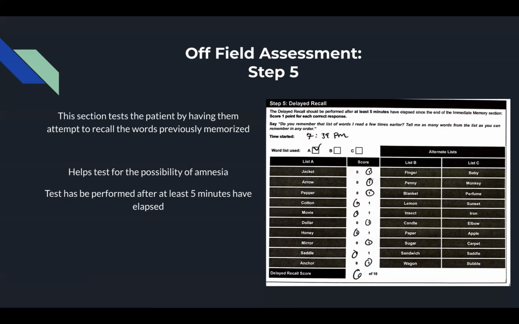You will look at the patient and you will say, do you remember the list of words I have read a few times earlier? Tell me as many words from that list as you can remember, in any order. Once again, they don't have to repeat it in the exact order as it was before. This time they can just remember and recall as many as they can. Our patient successfully had jacket, arrow, and pepper, along with dollar, mirror, and anchor, for a total of 6 delayed recall score.